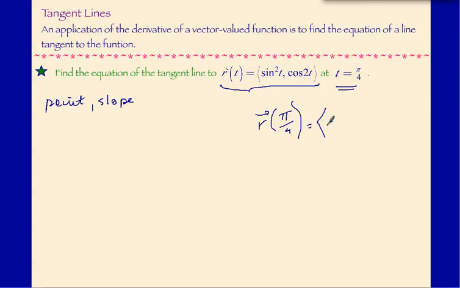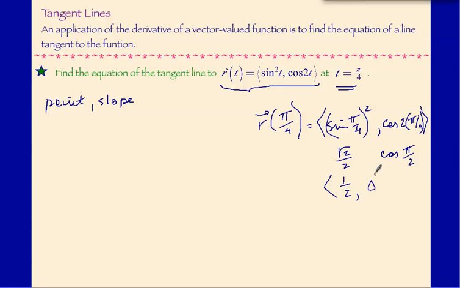And we do that by saying sine of pi over 4 squared, sine squared of pi over 4, and then cosine of 2 times pi over 4. Those values are: sine of pi over 4 is square root of 2 over 2, and when we square that, we get 2 over 4, which is 1/2, and then 2 times pi over 4 is pi over 2. Cosine of pi over 2 is 0. So here's my point. I already know what this is now, (1/2, 0). Now I just need my slope.